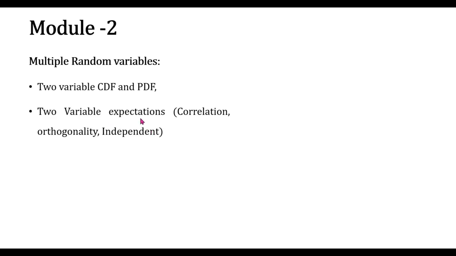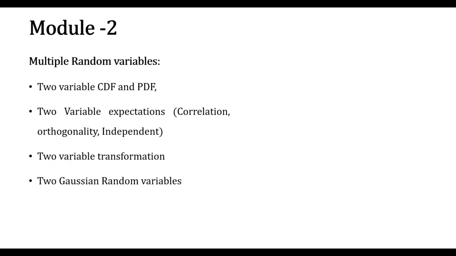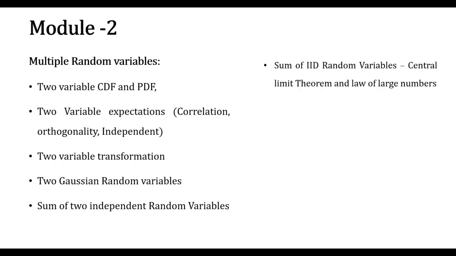Two expectations are discussed in module number 1. It is for a single random variable, and the same discussion is applied to two random variables. Then we will study what we mean by correlation, orthogonality, and independence. Transformation: how to transform one variable into another variable and vice versa. Then Gaussian random variables. Then how to add two independent random variables. Then the sum of IID random variables. Then here we will see one theorem that is called the central limit theorem.